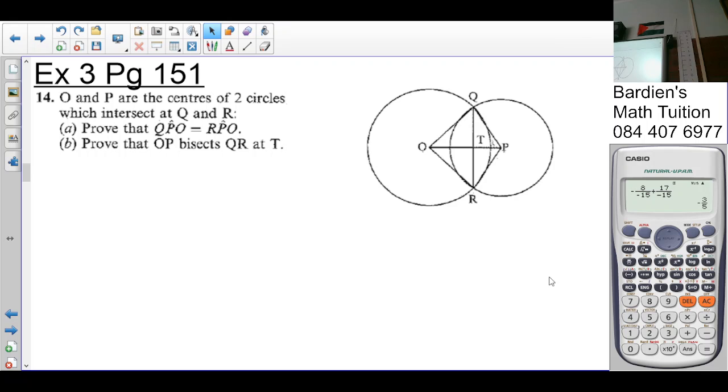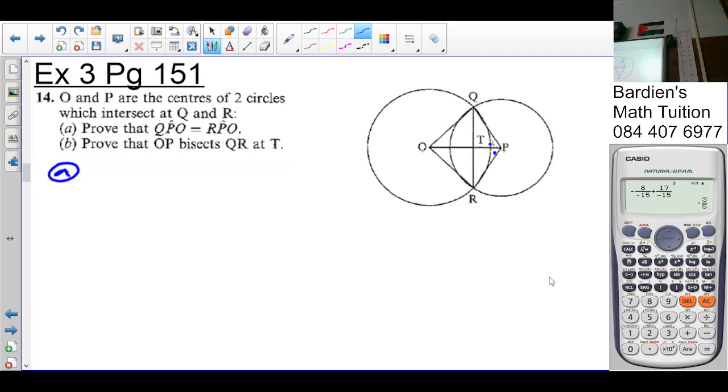Number 14, I think number 13, I skipped. And I'm doing number 14 because number 14 is a bit different to the sums that we currently do. Okay? So O and P are centers of the two circles, which intersect at P and Q, which are these points here. Then the first question says prove that QPO is equal to RPO.